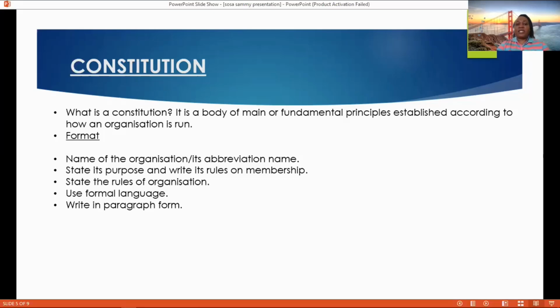Then you can use formal language, of course, because this is a constitution. It must be very formal. And the structure of a constitution is in paragraph form and detailed. That is how you will write a constitution.